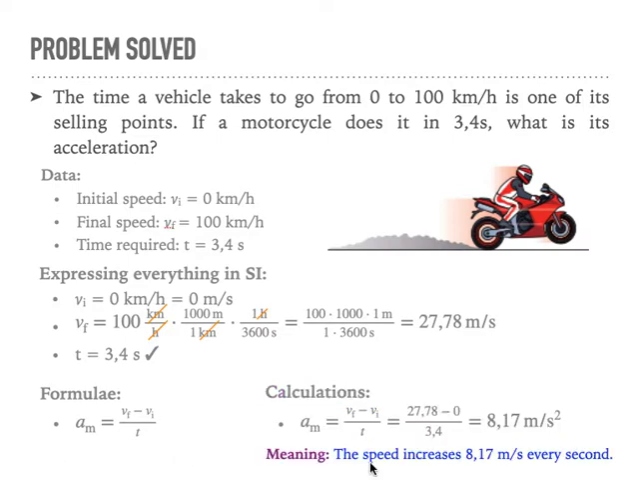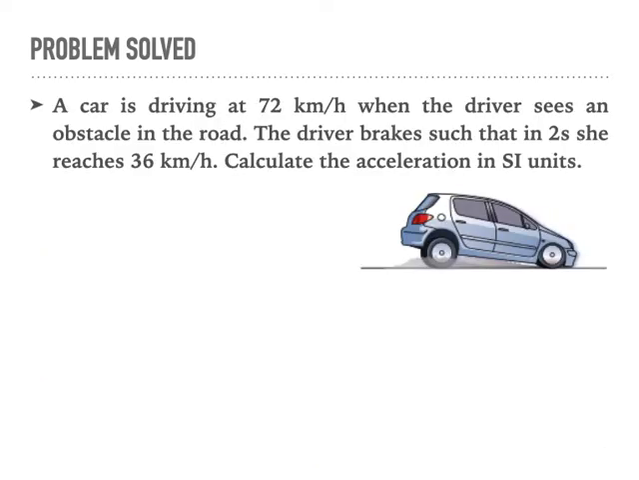And I want you to write the meaning. That means that the speed increases 8.17 meters per second every second. That's why we have square seconds, because it's 8.17 meters per second, that's the velocity, every second, so two times the seconds. Okay, so here's the summary. That's what you have in your student PDF. And let's see another example.